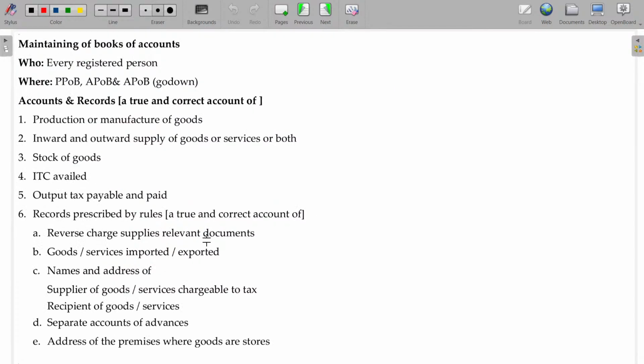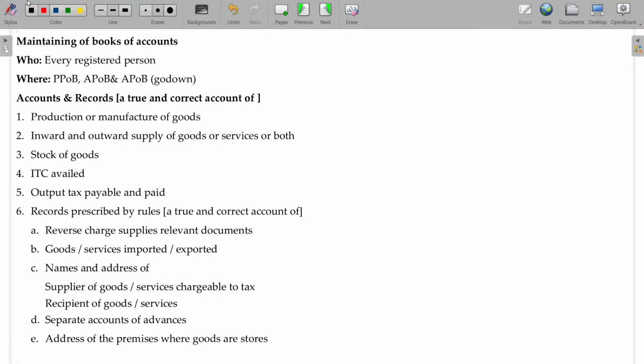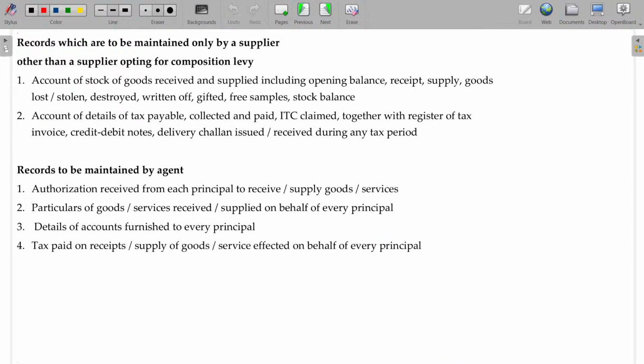Now, some rules. Where to maintain, sir? Principal place of business, additional place of business, including godown. Okay, these are the details. So there we have studied the Act. Here it's an explanation: production, stock, ITC, and all these things.